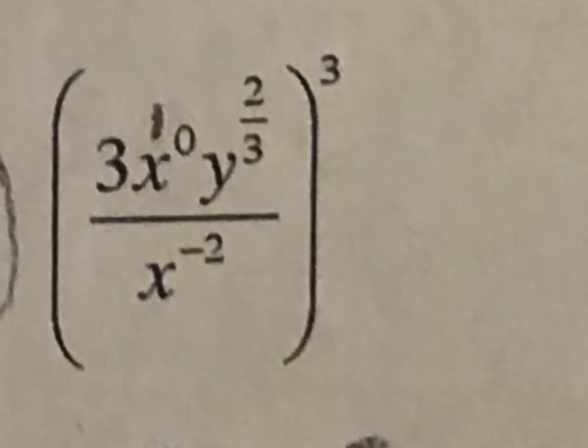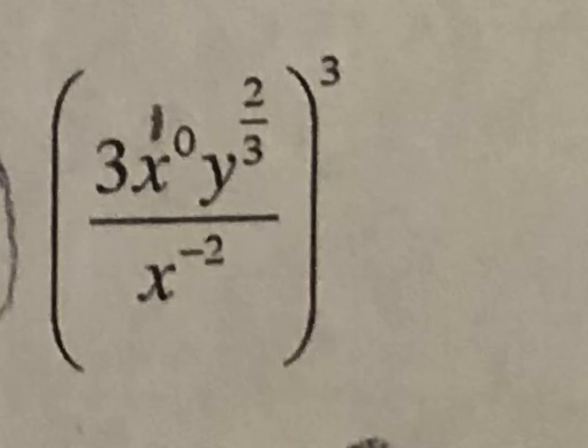Okay. Now I'm going to do this one the other way. So what I'm going to do first is distribute the power to a power first, and then we'll simplify. So I'm going to distribute the 3. So I get 3 to the 3rd, x to the 0, y to the 6/3, over x to the negative 6th.